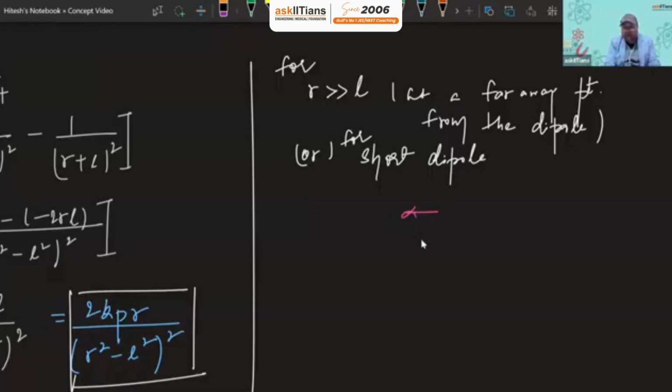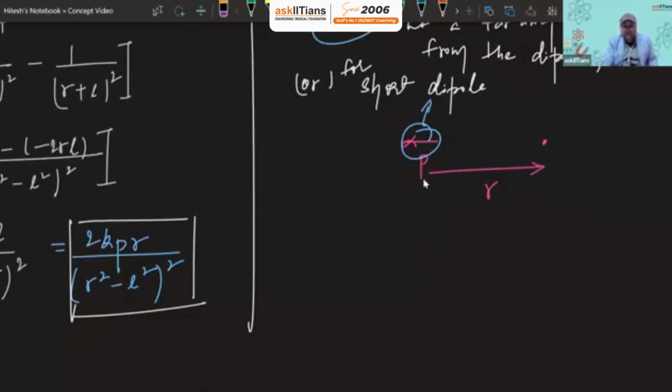So we have our dipole moment here, P, and then I'm finding the electric field at a distance R at some point. You're getting it. So in this case, my R is very much greater than L. So this becomes my short dipole, or a point dipole also, as we say sometimes, right? So what is the electric field in this case? So you see here, what can I do in this expression? R square would also be very much greater than L square, so we can ignore it, right?